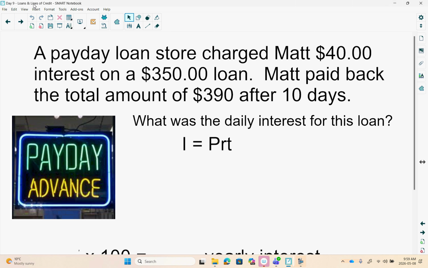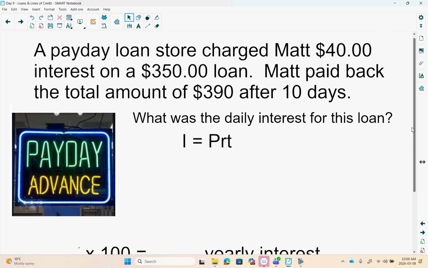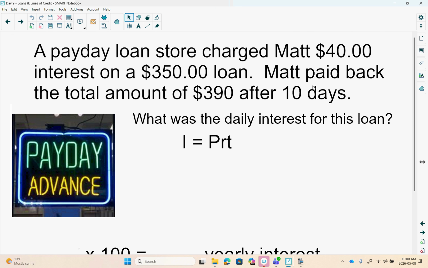Okay, payday loan. It charged Matt $40 interest on a $350 loan. Matt paid back the total amount of $390 after 10 days. What was the daily interest rate for this loan? Okay, so what we should do is figure out the given information.